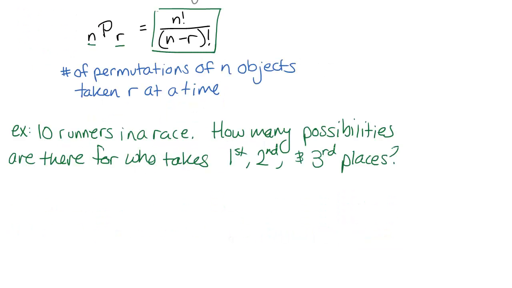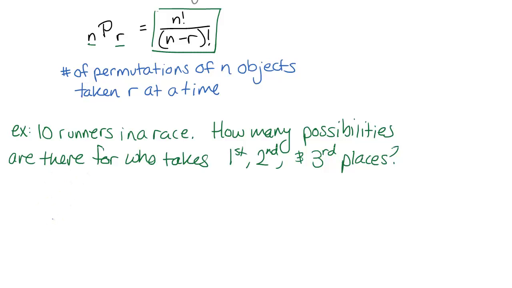This sounds pretty weird, but let's look at an example. Here we have 10 runners in a race. We want to know how many possibilities there are for who's going to take first, second, and third place. Now you could actually do this problem with the fundamental counting rule, but we're going to do this with a permutation.